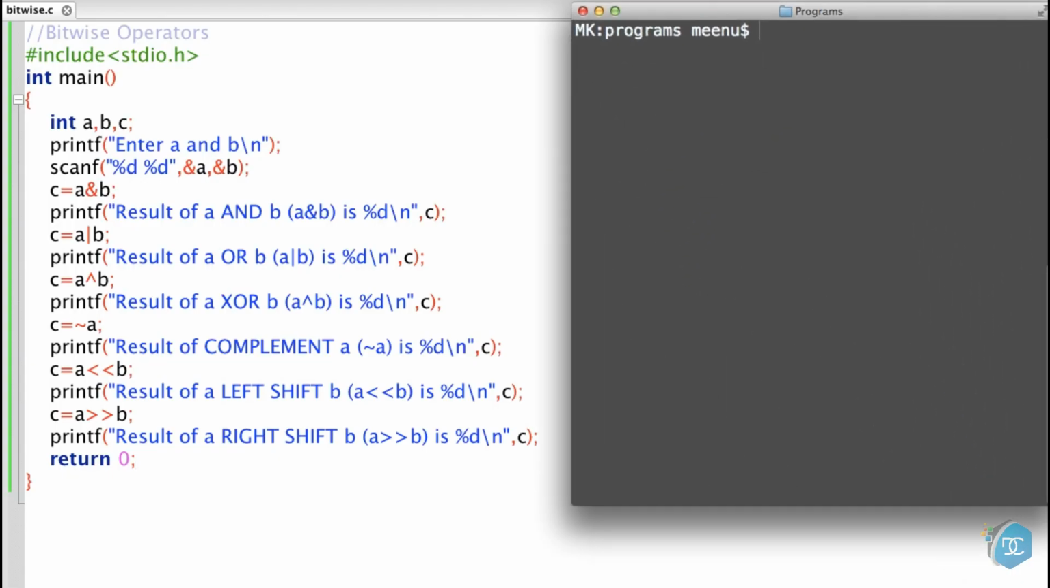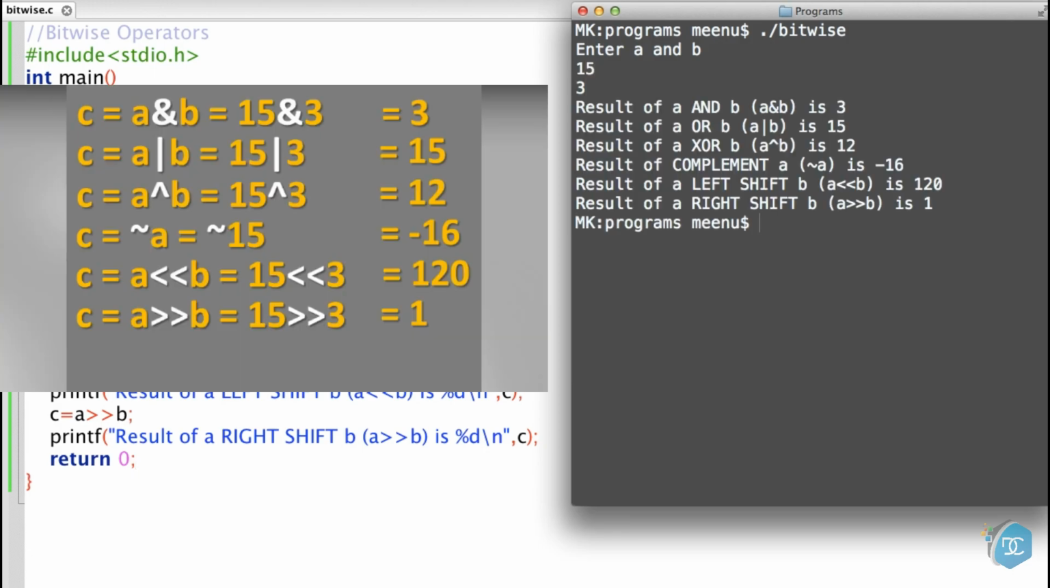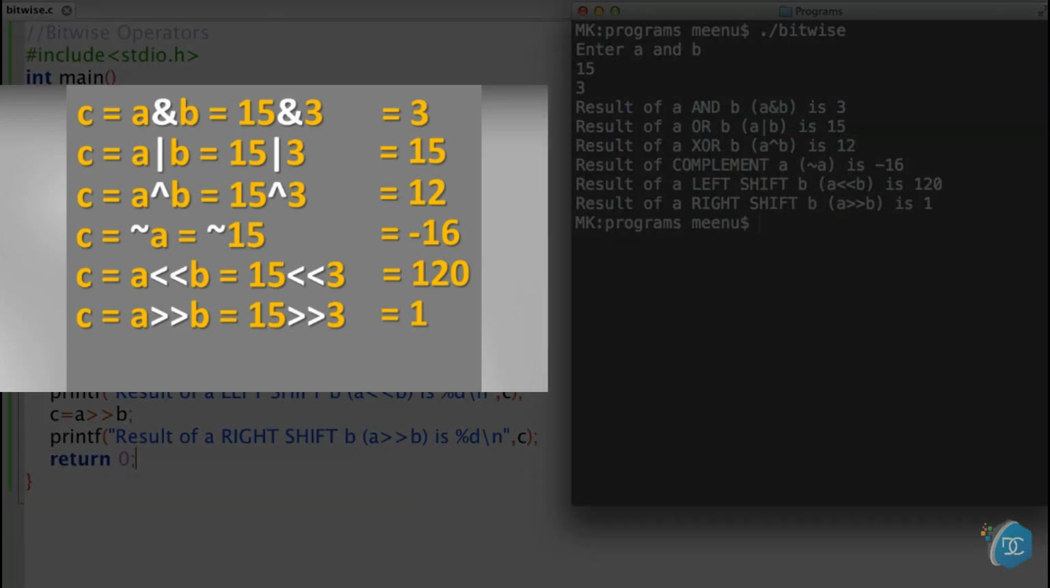Let's now run the program and check all the results with our calculations. Let's keep both results parallel and see. Yes, all are same. Great!